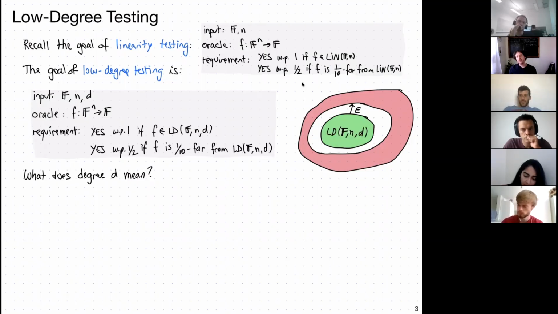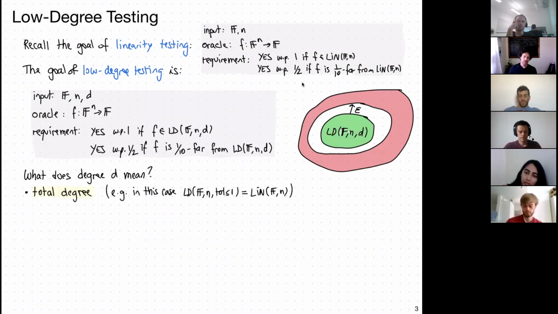Okay, so first, a pedantic but important question to ask, which is exactly the question that Amit asked right now in the chat. Thank you, Amit. What does degree d mean? So there are two standard definitions of degree. We have a total degree, right?